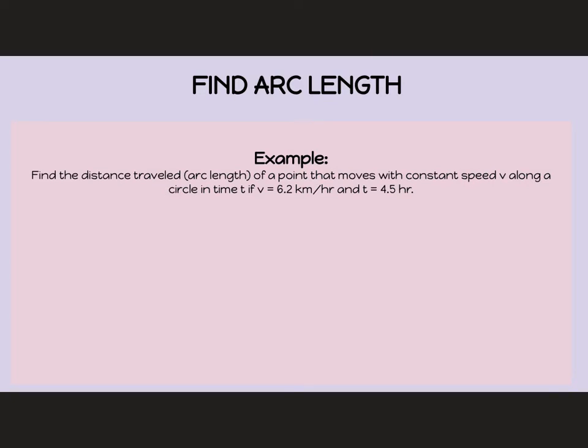This one will just show you how to find just arc length, which we did in the last example, but it's just worded differently. So this says find the distance traveled, which is arc length, of a point that moves with a constant speed v along a circle in time t if v equals 6.2 kilometers per hour and t equals 4.5 hours. So this was our formula from last time. And you're just plugging in these items.